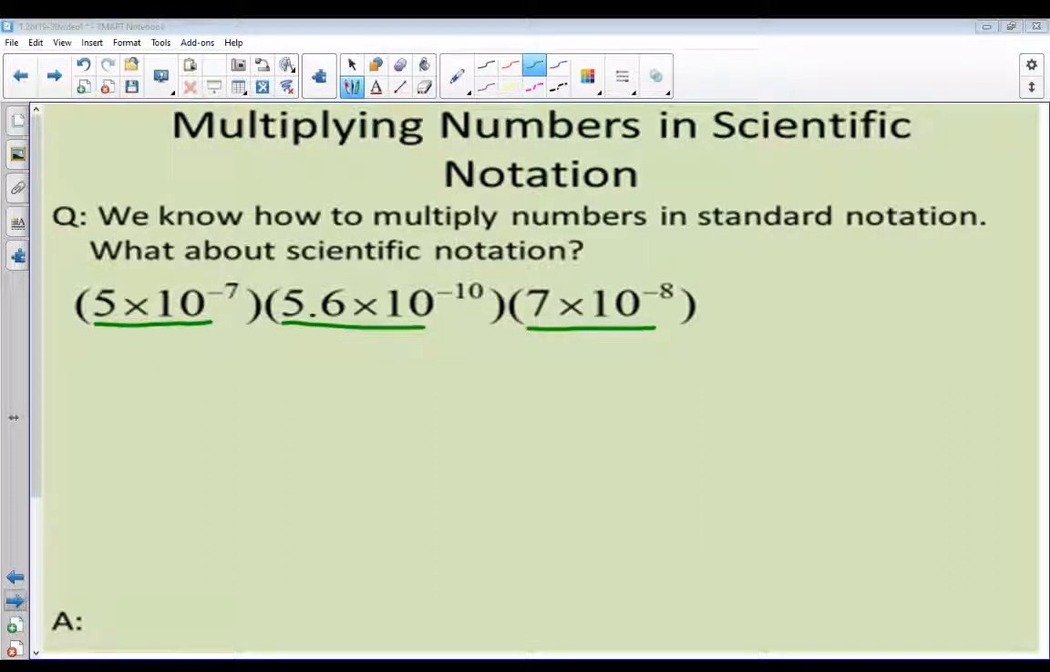That may seem a little intimidating at first, but it turns out we can actually break this up into parts so it's easier to solve.